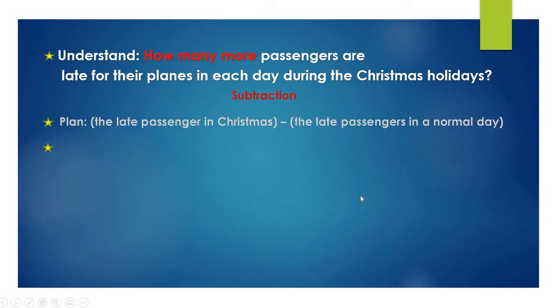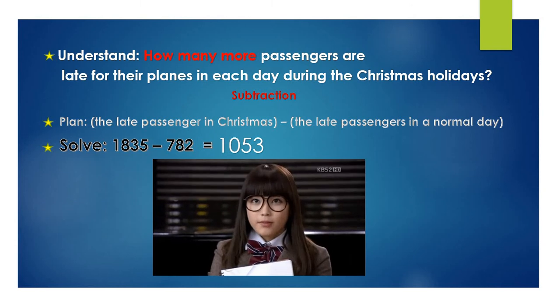So first we plan our solution. If we want to solve this problem, we have to subtract the number of late passengers in a normal day from the number of late passengers during the Christmas holidays. So the answer would be 1,835 minus 782 is equal to 1,053. Going back, read the question again. That's how you can check your answers.